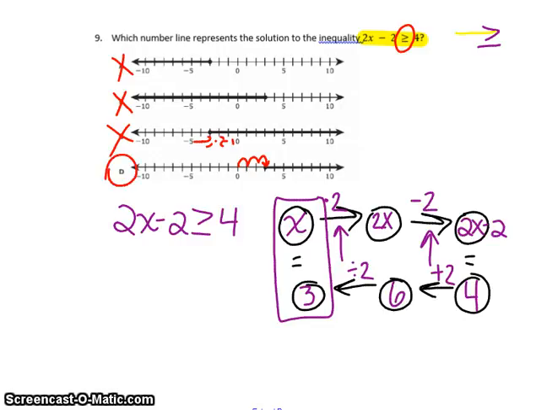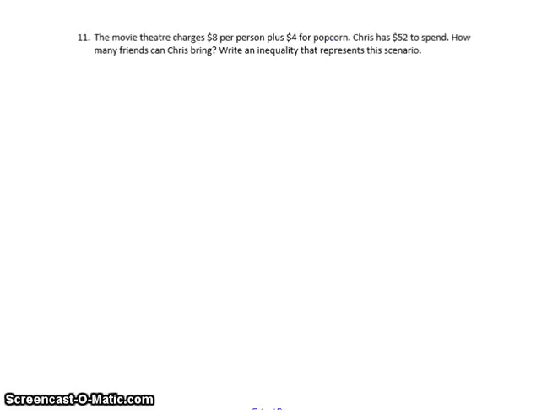Number 10 is the practice problem, just similar to this one. So let's jump to number 11. Number 11 says the movie theater charges $8 per person plus $4 for popcorn. Chris has $52 to spend. How many friends can he bring? Write an inequality that represents this scenario. So let's highlight the important information. $8 per person plus $4 for popcorn, and he only has $52.